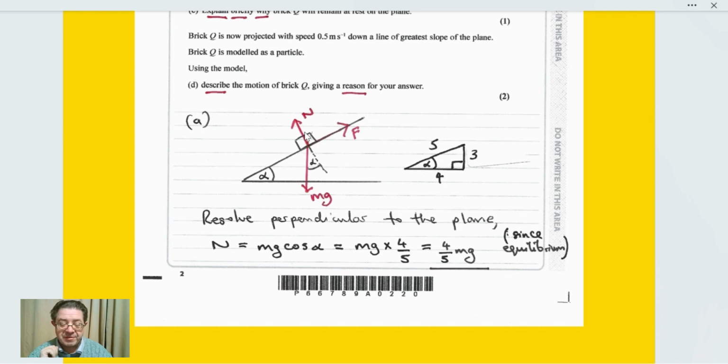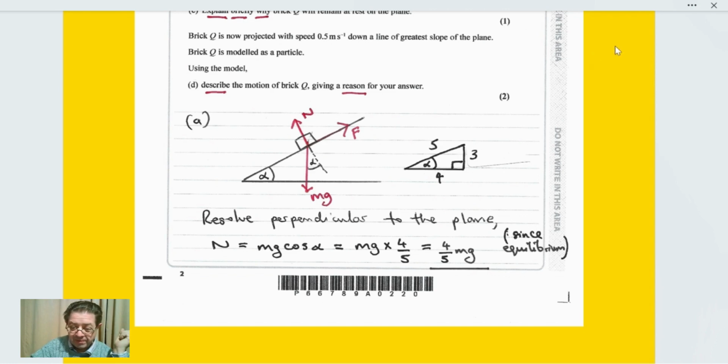Now, in these questions, the best way of dealing with this is to resolve perpendicularly to the plane and along the plane. So if we go perpendicularly to the plane, there are 2 forces with components in that direction. N, the normal reaction, and the weight mg has a component normal to the plane and a component along the plane. So we have mg downwards. We want to go to the component perpendicular to the plane. That's going to be mg cos of alpha.